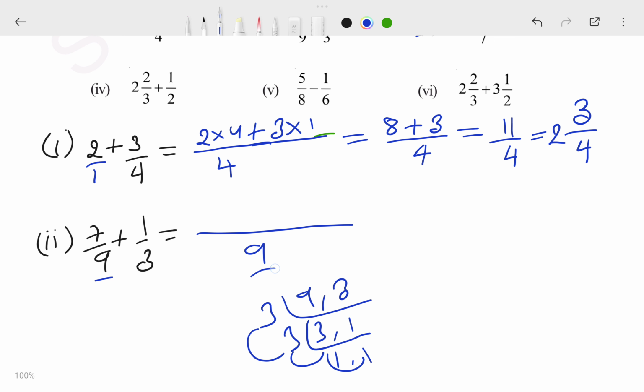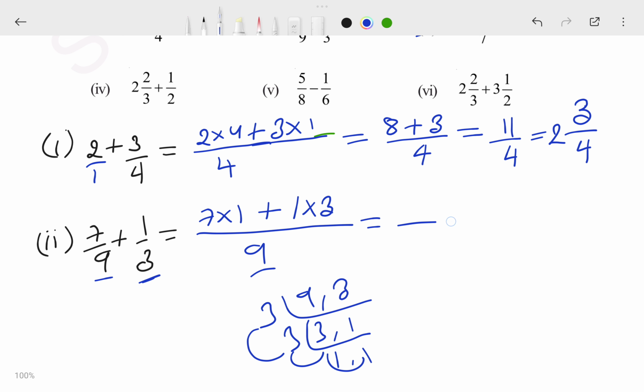In the 9 table, how many times if you count you will get 9? 1 time. So this is 7 cross 1. Here it is a plus symbol, so plus will be there. In the 3 table, how many times is 9 there? If you count the 3 table, 3 1s are 3, 3 2s are 6, 3 3s are 9. So it means that in the 3 table 9 comes at the 3rd time. So we have to multiply 1 into 3. Okay, now let's see.